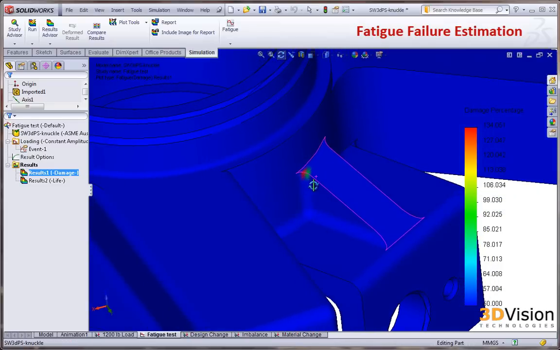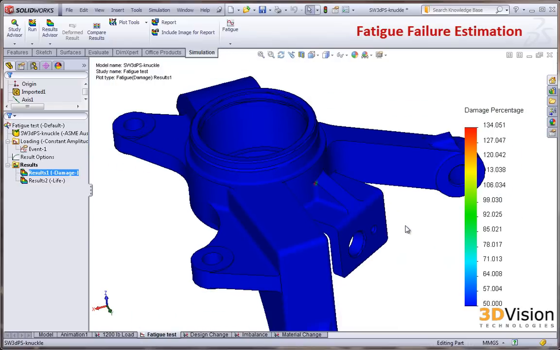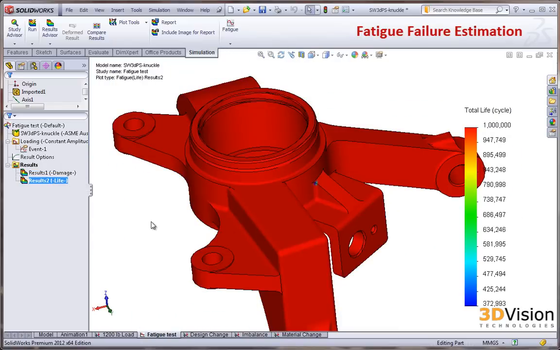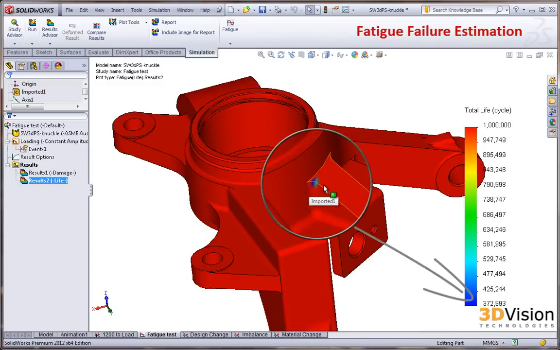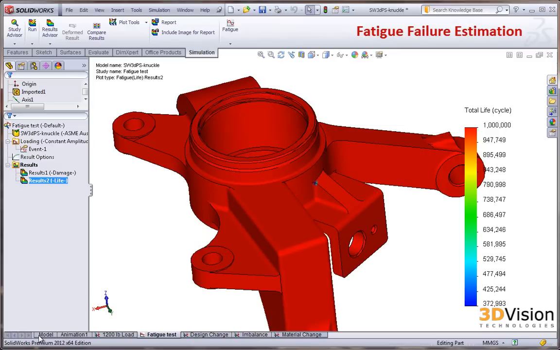Notice that we're able to subsequently look at the damage in the model after 500,000 cycles. The lone area that fails is this web here. Everywhere else, the model has only reached about 50% of its life. Another way to examine these results is to look at the life plot. This plot tells us that the top of the web will only last 372,000 cycles before cracks begin to appear.